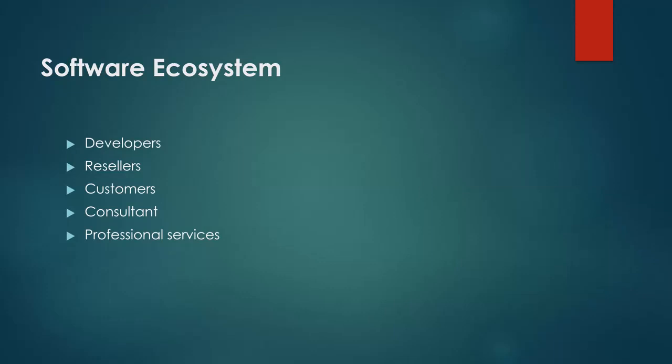So the set of all the developers, the resellers, the customers, the consultants, and the professional services make up the software ecosystem. With all these, the enabler of the ecosystem actually starts with the developers and terminates with the professional services. So it works in this particular evolution cycle.